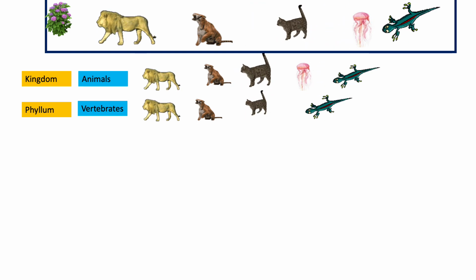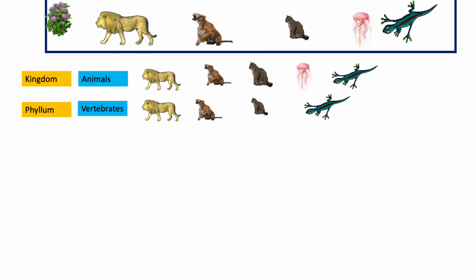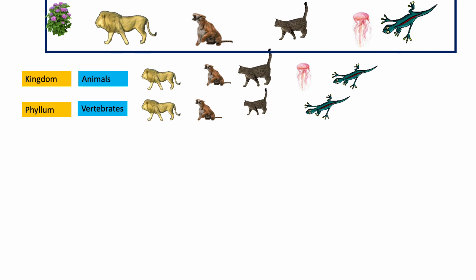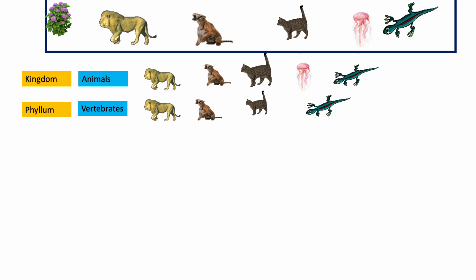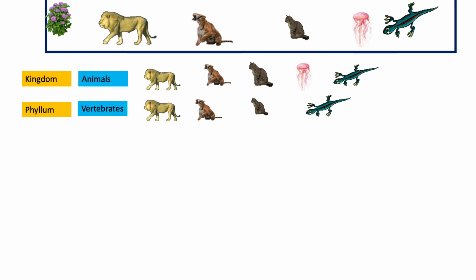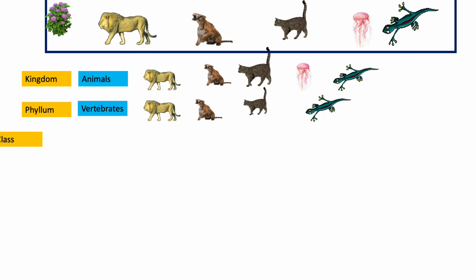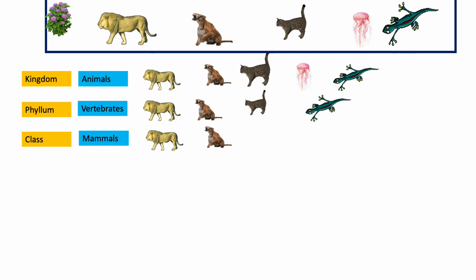Among the vertebrates too, there are differences. The most common features can be presence or absence of hair, whether they can reproduce by giving birth to babies or by laying eggs. These characters make lion, tiger, and cat to be grouped under the class mammals.